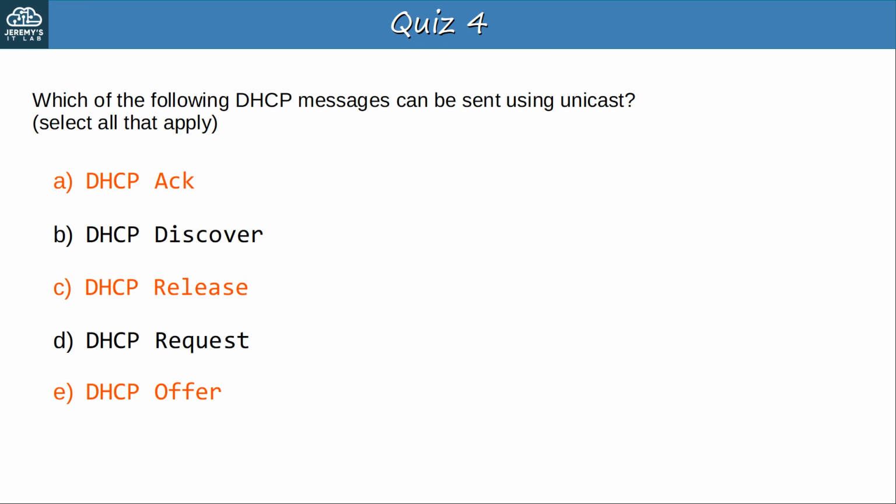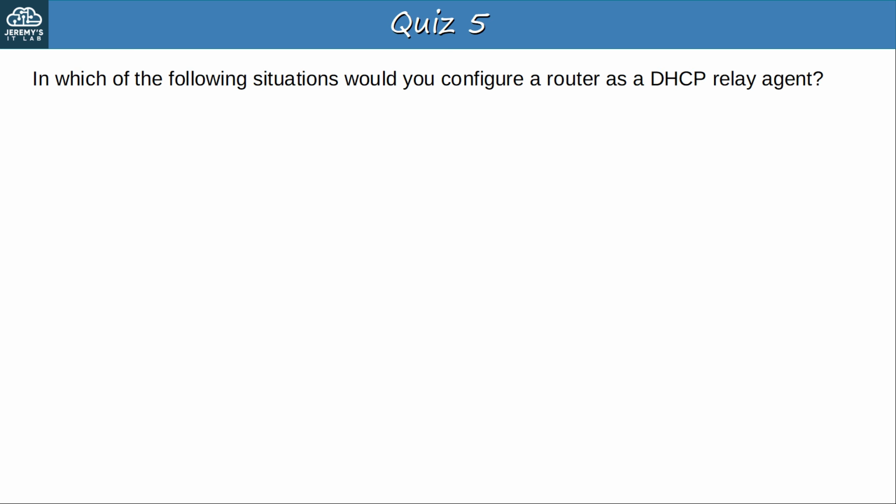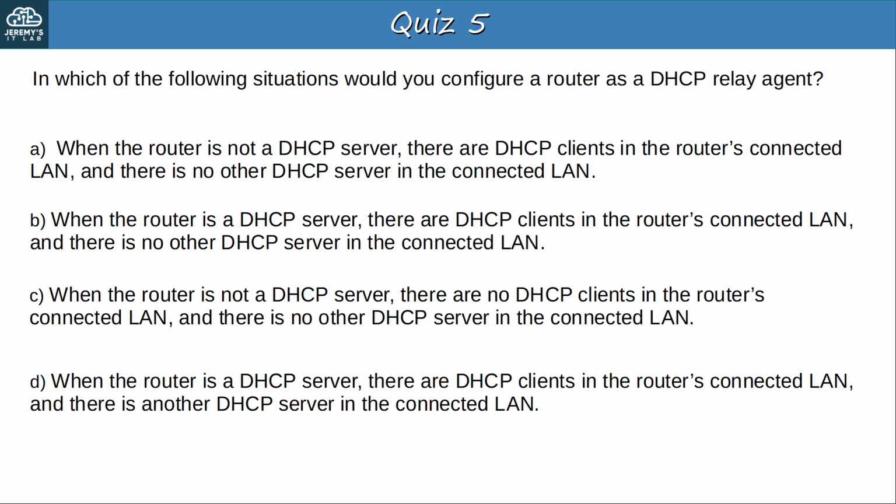Okay, let's go to question 5. In which of the following situations would you configure a router as a DHCP Relay agent? Here are the options. Read them carefully and select the best answer. Pause the video now.